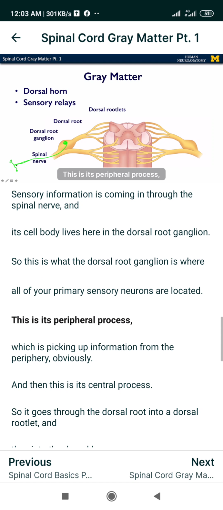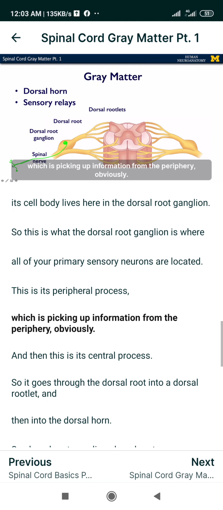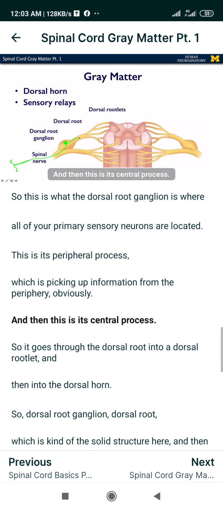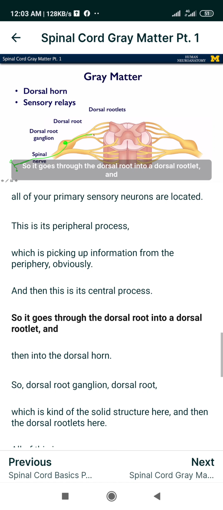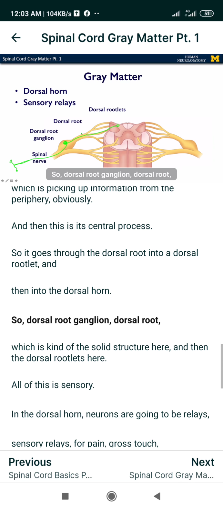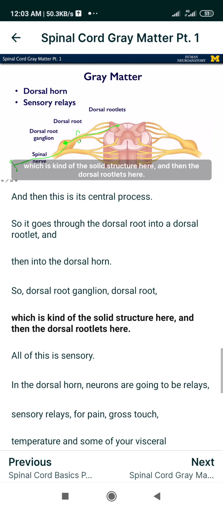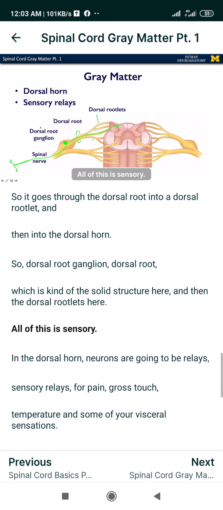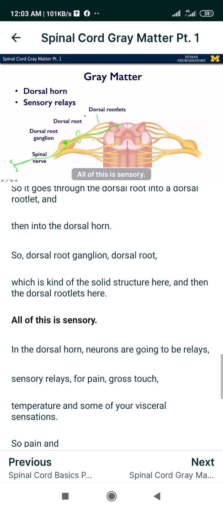This is its peripheral process, which is picking up information from the periphery, obviously. And then this is its central process. So it goes through the dorsal root, into a dorsal rootlet, and then into the dorsal horn. So dorsal root ganglion, dorsal root, which is kind of a solid structure here, and then the dorsal rootlets here. All of this is sensory.